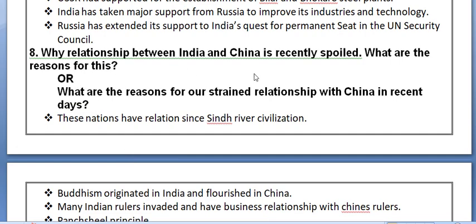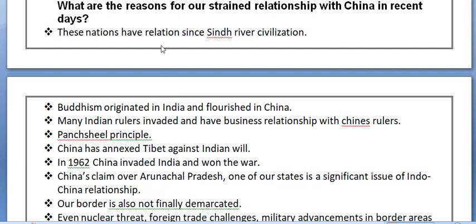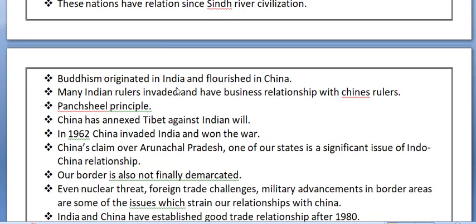Why is the relationship between India and China recently spoiled? What are the reasons for this? Or they may ask the question like this: what are the reasons for our strained relationship with China in recent days? These nations have had relations since the Sindhu River civilization. Buddhism originated in India and flourished in China. Many Indian rulers had business relationships with Chinese rulers.